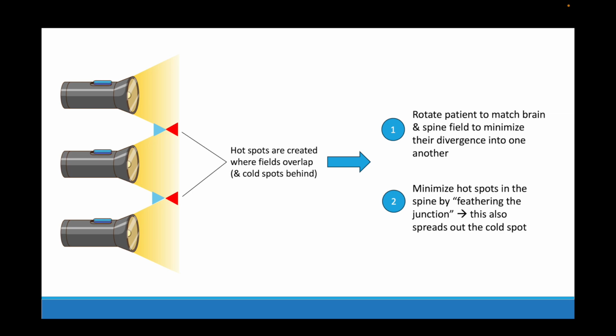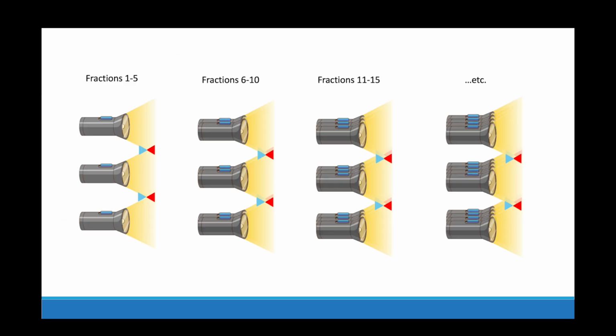And you can imagine that then kind of helps to spread out where the hot spot is created, where the cold spot is created, and it helps to create a more homogeneous treatment. So this is a visual representation of what I mean by feathering the junction.